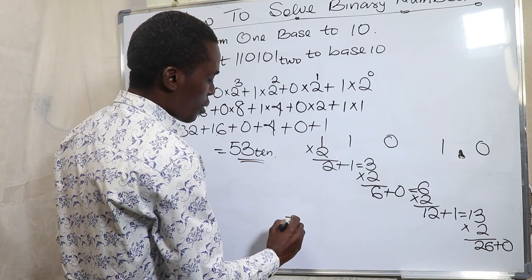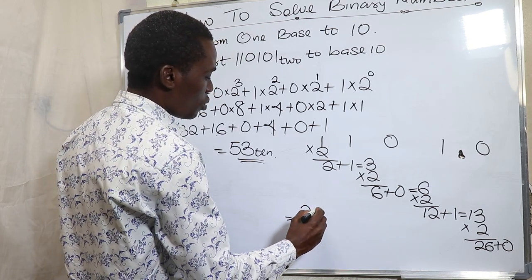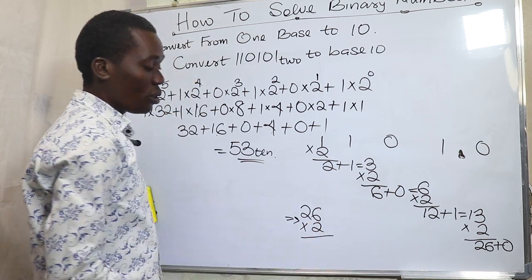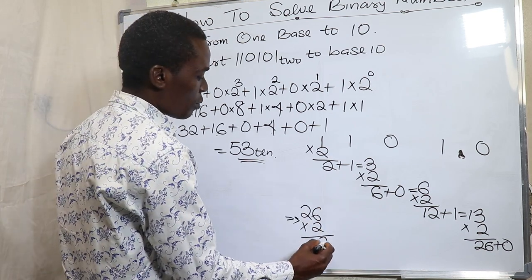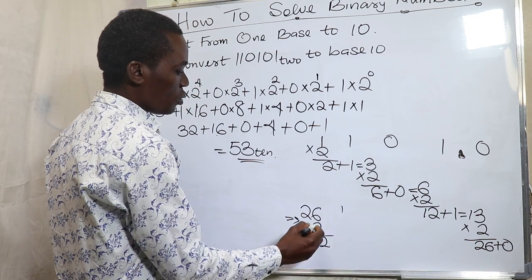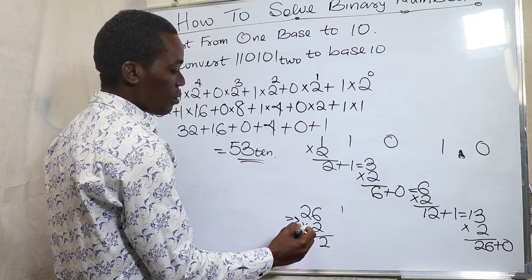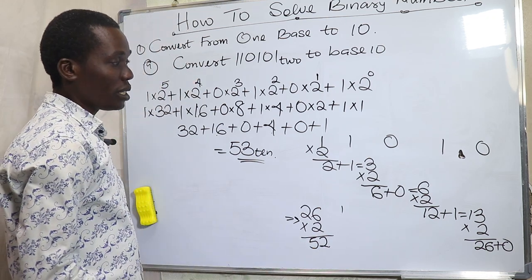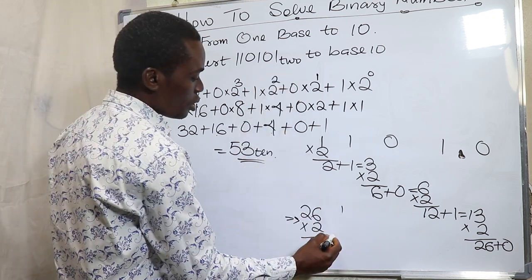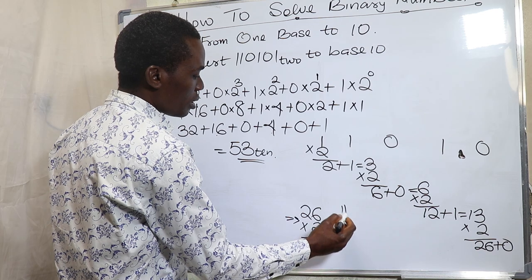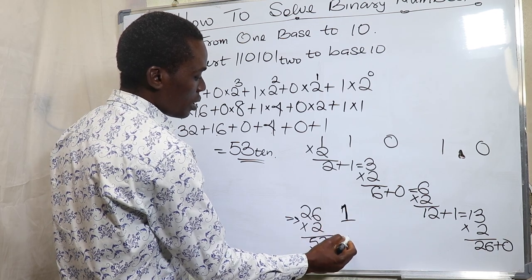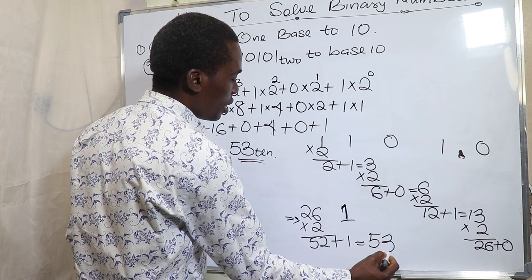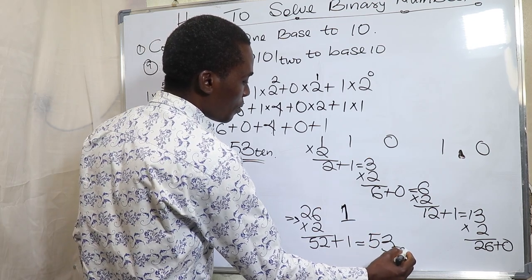So I'll take it back over here, and then I'll have my 26 multiplied by 2, and that will give me what? 6 times 2 is 12. You carry 1. 2 times 2 is 4 plus 1, 5. So that will give us 52, right? The 52, I'll add it to the last one, and that will be equal to 53 in base 10.